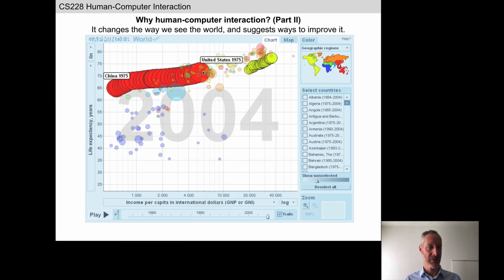What does the size represent? So size represents population, although I believe nowhere on this plot does it actually say that. How do you know that the size of the circle represents population? What's the clue?